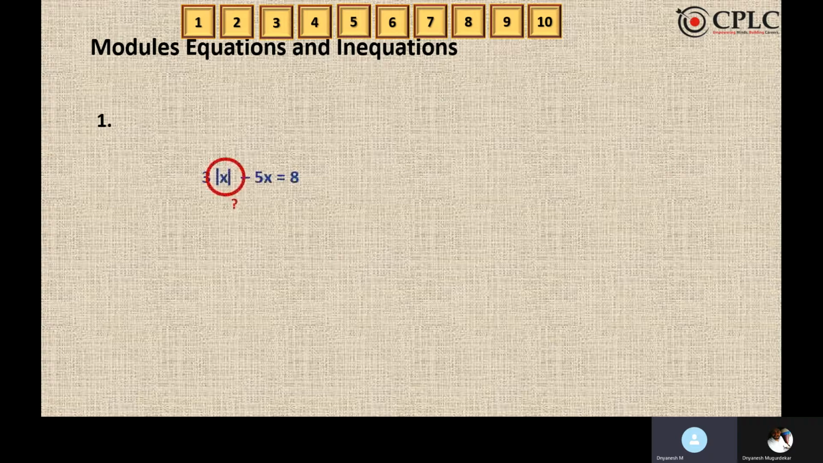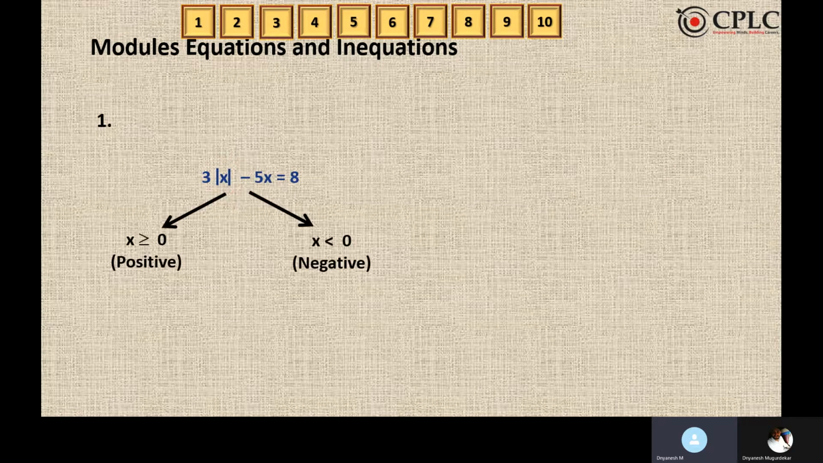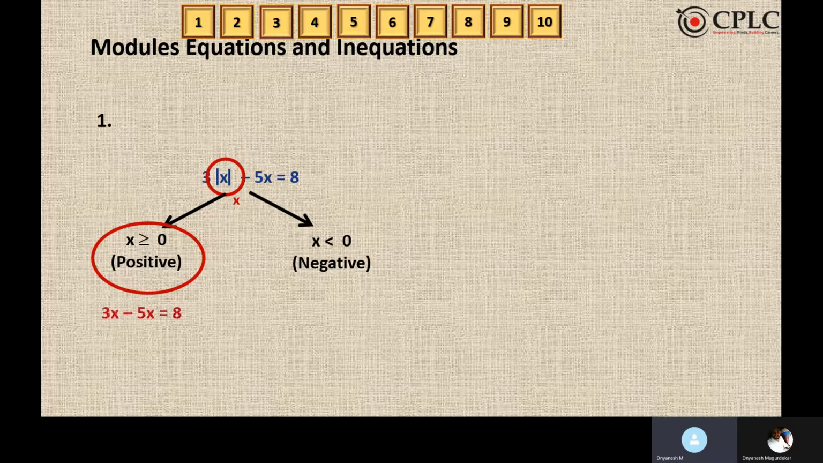So let's do that. First case, whenever we are assuming x as positive, we will take it out as it is without changing the sign. So the equation becomes 3x minus 5x is equal to 8. And when we assume whatever is inside the modulus as negative, we'll take it out after changing the sign. So the equation will be minus 3x minus 5x is equal to 8. When you solve both these, you will get two values of x. X is either minus 4 or x is minus 1.